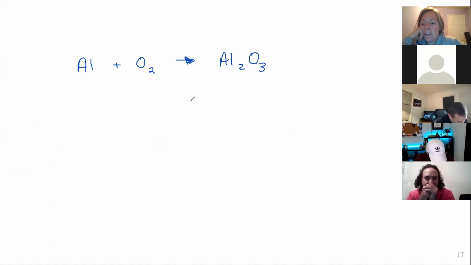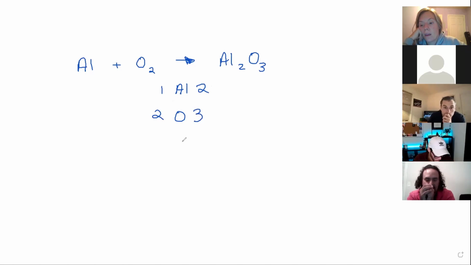All right, so the first thing I like to do is take inventory of everything I have. So I have an aluminum and I have an oxygen. Don't write sulfur down, don't write carbon down because you don't have those. Then I put a number on each side of these symbols to tell me how many of them I have. So here I have aluminum, I only have one of them. On this side, I have two aluminums, so I'm going to put a 2. Here I have oxygen, I have 2 on my reactant side, and I have 3 on my product side.